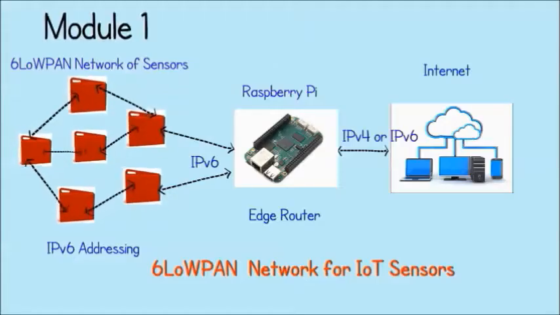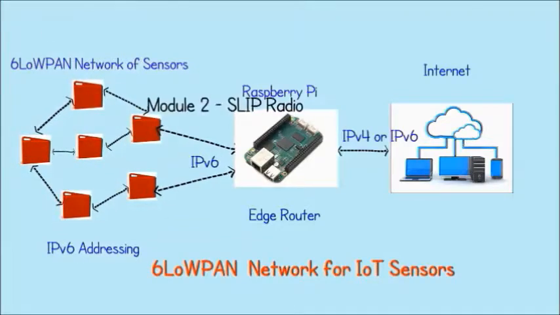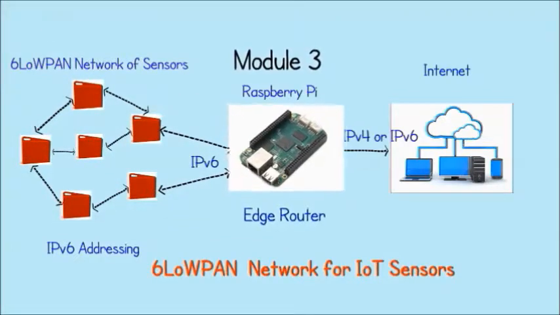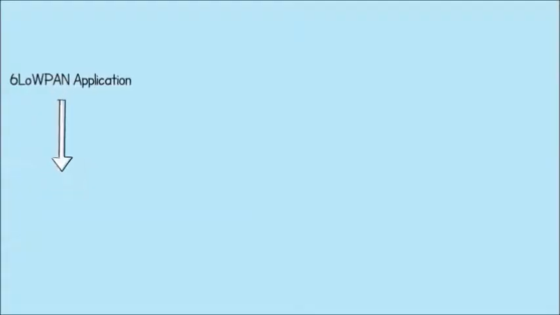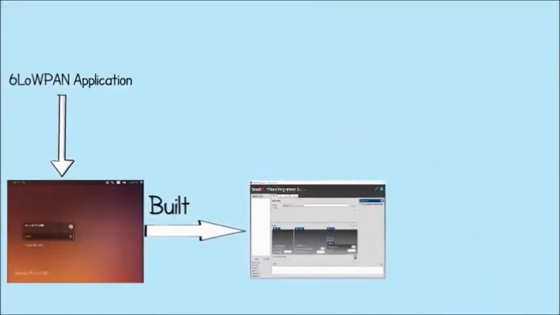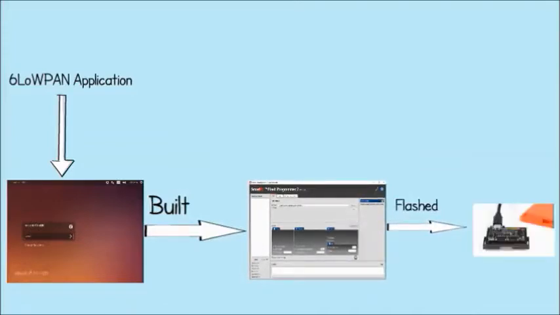Our system is divided into 4 modules. First is the mesh network, second slip radio, third edge router, and fourth is the integration of these modules. Texas Instruments sensor tag is by default Bluetooth enabled. We have reconfigured it to a 6LowPAN network by building it on Contiki, and the generated executable file is flashed onto the sensor tag with the Smart RF Flash Programmer and XDS110 dev pack.